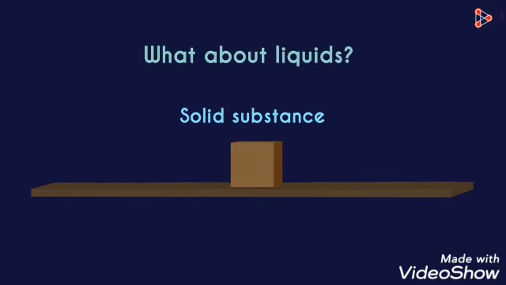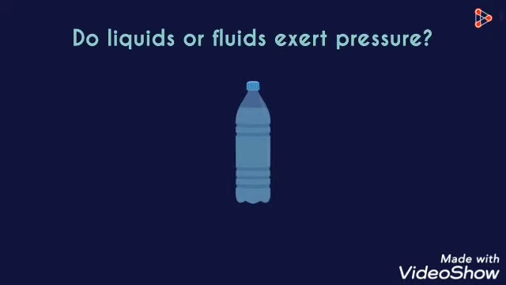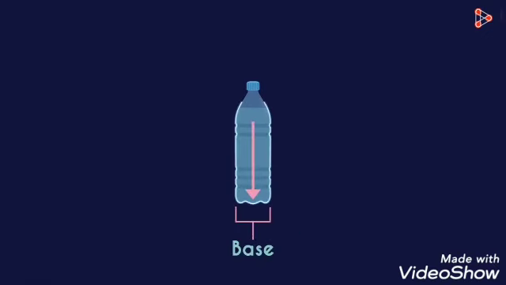A wooden block kept on a table exerts a force on it, and we know that the wooden block is a solid substance. What about liquids? We know that liquids are kept in containers. Do liquids or fluids exert pressure? Yes, they do. They exert pressure on the base and the walls of the container in which they are enclosed. The pressure on the base will be downwards, and on the walls the pressure will be sidewards.